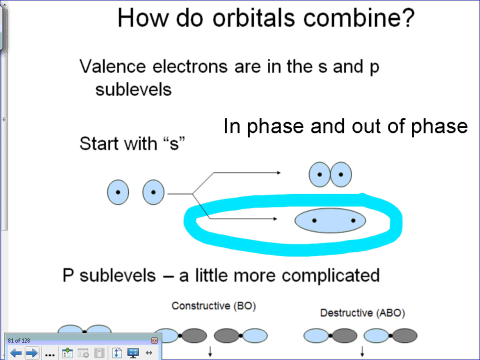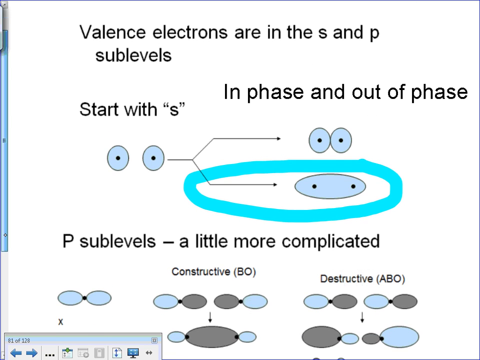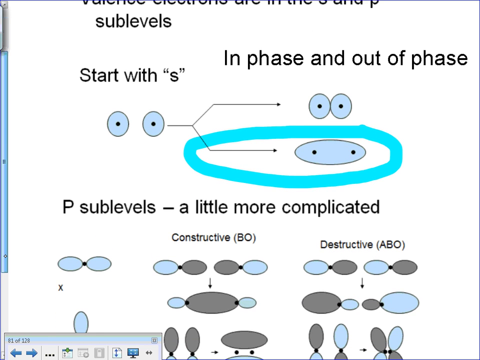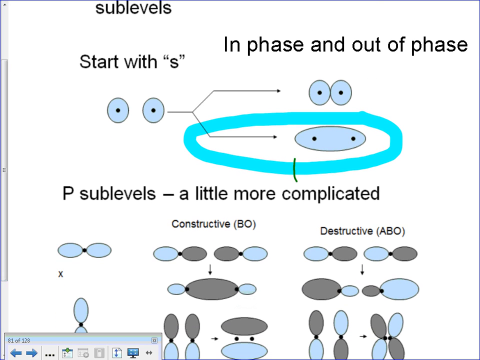Oh, one more thing before we go. This is another way to indicate that something is in phase or out of phase. This would be considered bonding because there's some overlap here in the molecular orbitals, and this would be considered anti-bonding. We're going to deal mainly with S and P orbitals. The S orbitals are really easy to see, the bonding and anti-bonding. Constructive and destructive is another term for that.